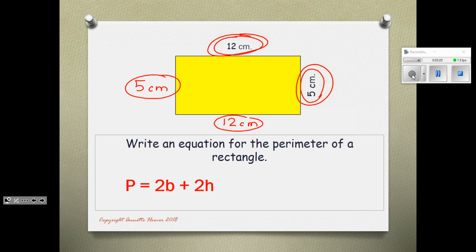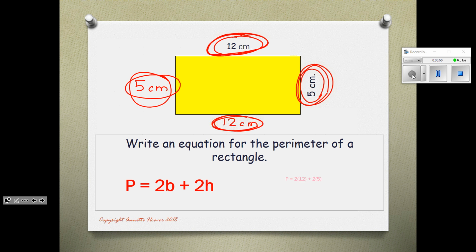we write that as an equation that looks like this. P stands for perimeter. 2 times the base. Well, the base was 12, and we do 2 times that because the top and the bottom bases are the same. So we can say 2 times the base plus 2 times the height. That is because the height we had twice. So we use this equation right here. If you're taking your notes, write this equation right here in your notes. To find the perimeter of a rectangle, we take 2 times the base and we add 2 times the height.